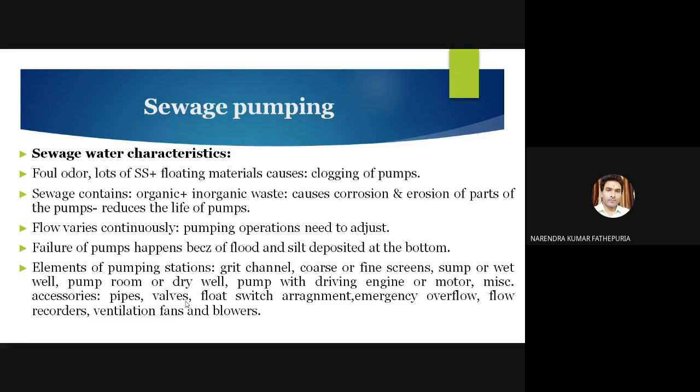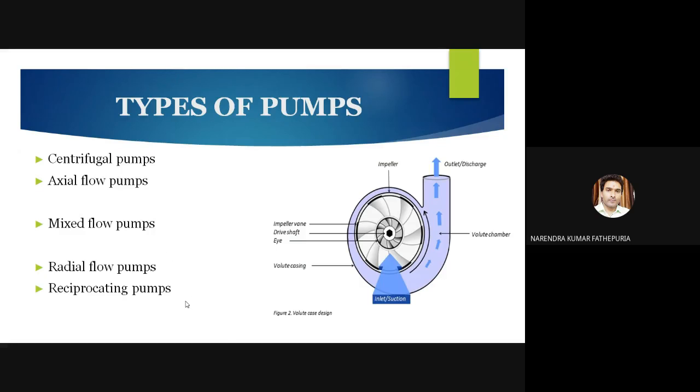So the elements of the pumping station: grit channels are required, coarse or fine screens are required, a sump or bed for the well, pumping rooms, dry wells, pumps with driving engines, motors, all those things are required. Pipes and valves are also required. A lot of arrangement is required for it. Emergency overflow, we need a standby mode for pumping stations, right? Ventilation fans and blowers, flow recorders.